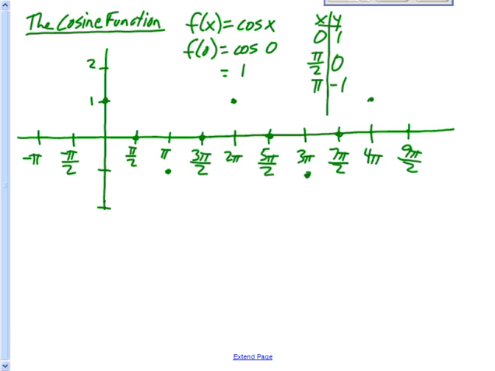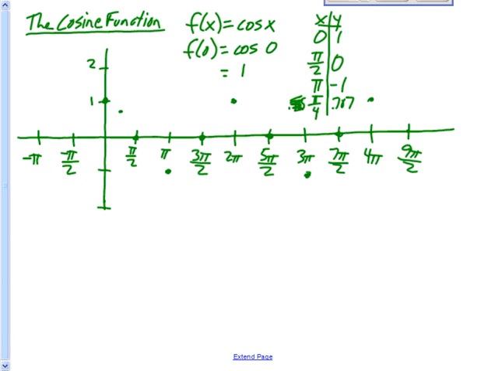If you're not sure about the curvature here, you can always pick, say, cosine of pi fourths. Pi fourths is about 0.785. If you wanted some additional points, the y value there is 0.707. Pi fourths is right in between 0 and pi halves.